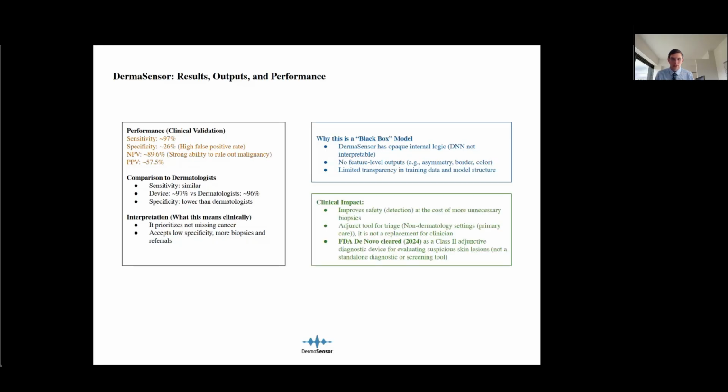Additionally, the clinical impact, or why is this important, is really that it improves safety and detection at the cost of more unnecessary biopsy. And that's the critical point of DermaSensor. And that's the kind of thing that I think everybody should be aware of when they're using this specific tool. It is an adjunctive tool for triage. It is not a replacement of the clinician, and it is not a diagnostic tool. This did receive FDA de novo clearance in 2024 as a Class 2 adjunctive diagnostic device, specifically for evaluating suspicious skin lesions. It is not a standalone diagnostic tool.